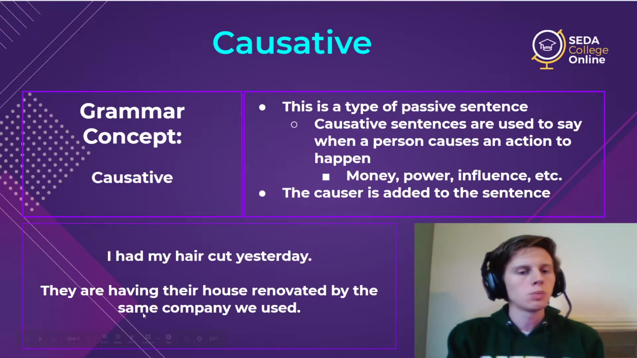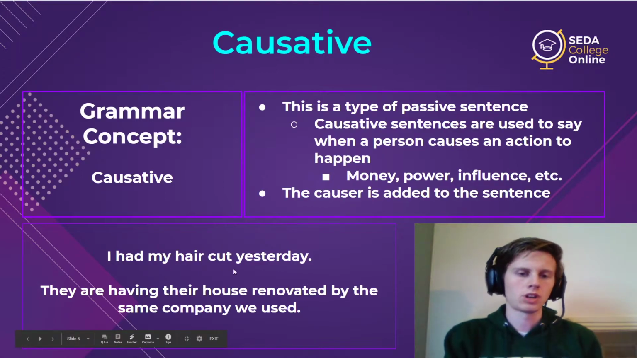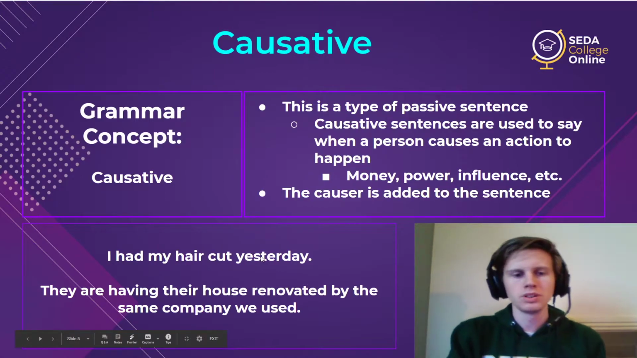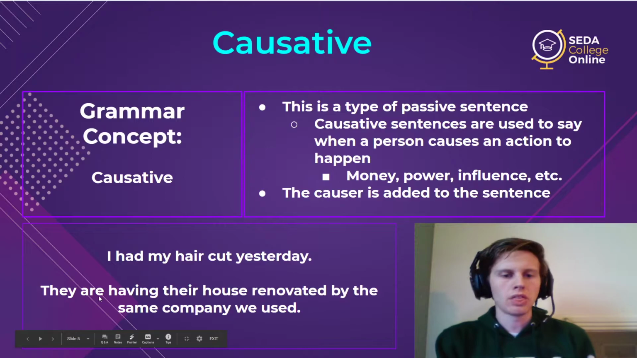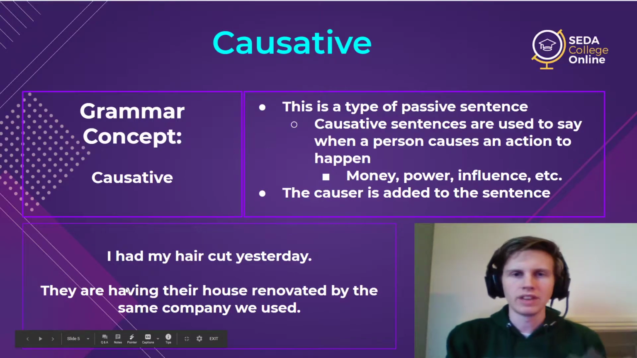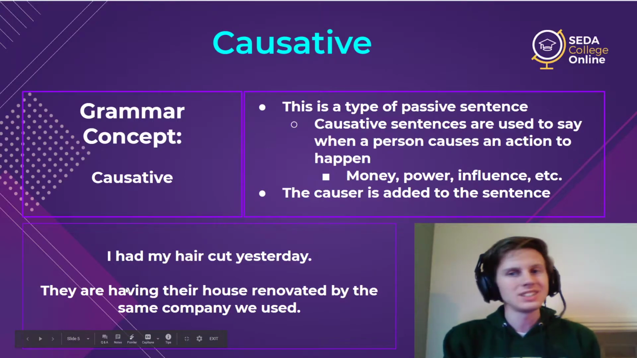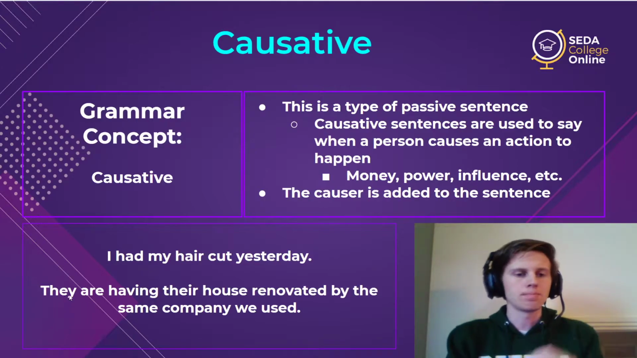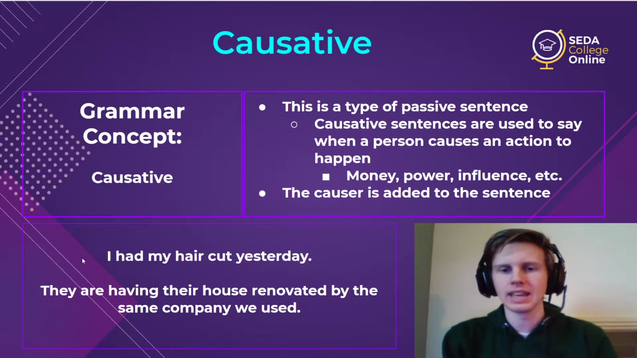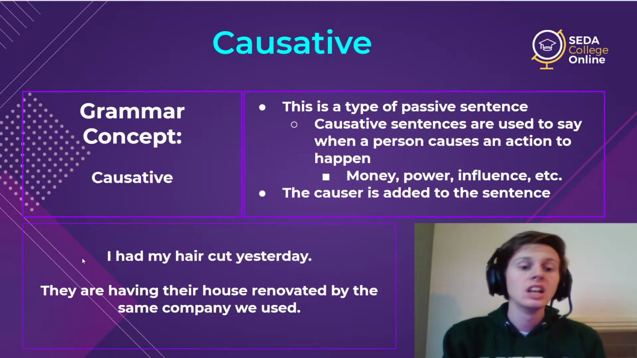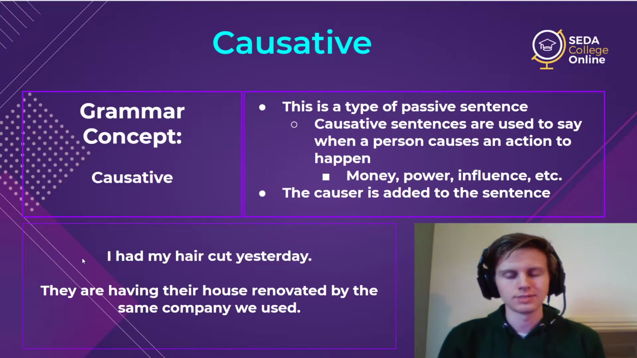Because I do not want to say, a hairdresser cut my hair. That's not what's important. Or, you know, a company is renovating their house. What I want to say is they are making it happen. They are the person, or I am the person making it happen, and that's my emphasis. So we use the causative.